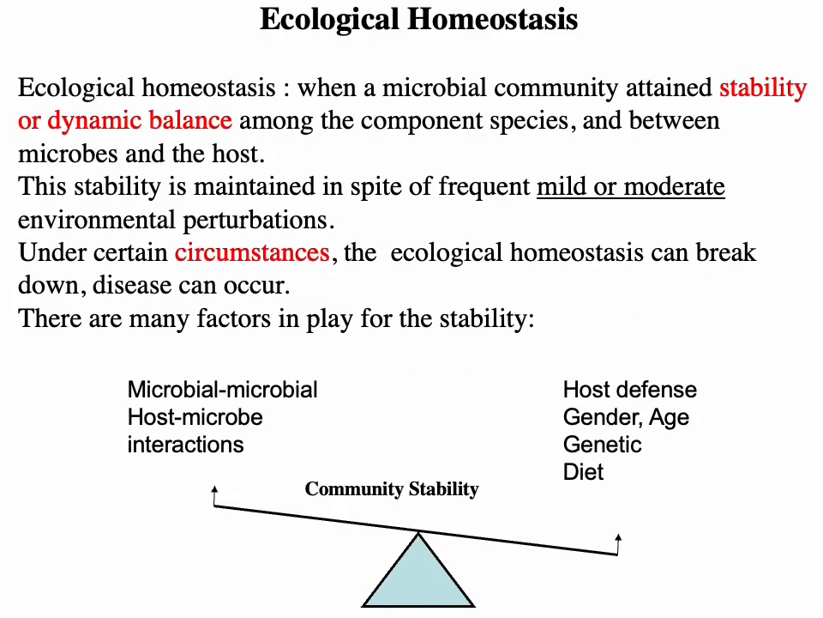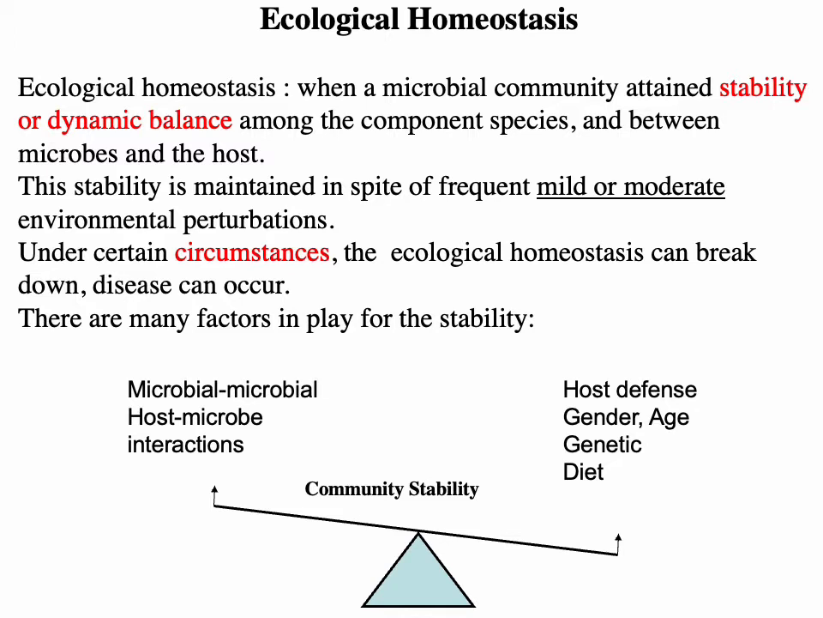Okay, at this point, I want to introduce the concept of ecological homeostasis. Ecological homeostasis is basically a stability or balance between the component microbes within the normal microbiota, or component species, or between the microbes and the host. The host is the human in this case. So there is a balance, or homeostasis, achieved.